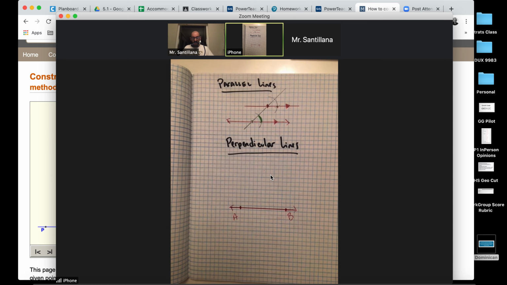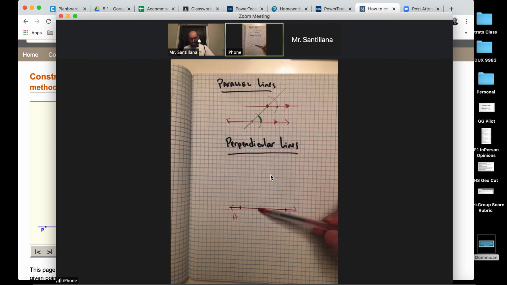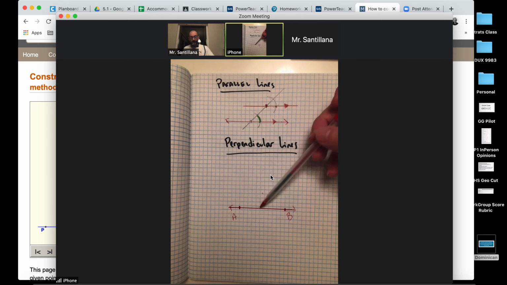All right, here's what I want to do. I want to estimate where the midpoint is at. I know that the midpoint is going to be somewhere over here. I know for a fact that the midpoint is not here. I know for a fact that the midpoint is not over here, right?